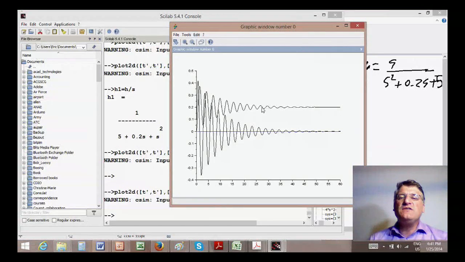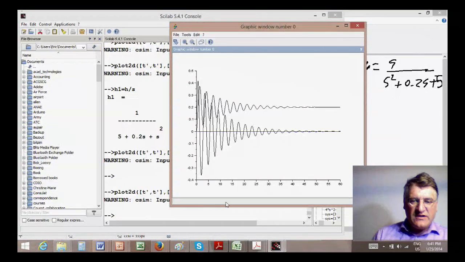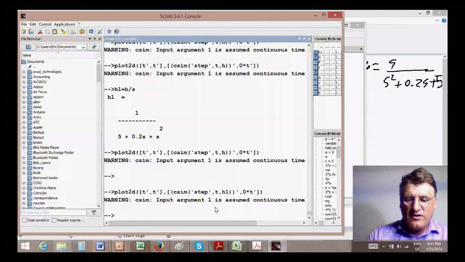This is the position, this is the speed. When you look at the derivative of the position, it eventually flattens out to 0. And that's what it does. Okay? So, likewise, you can respond to other inputs.